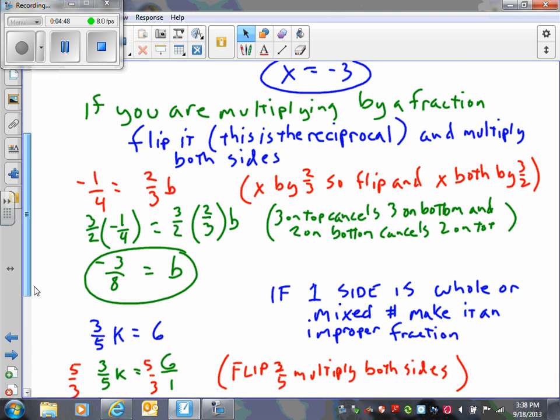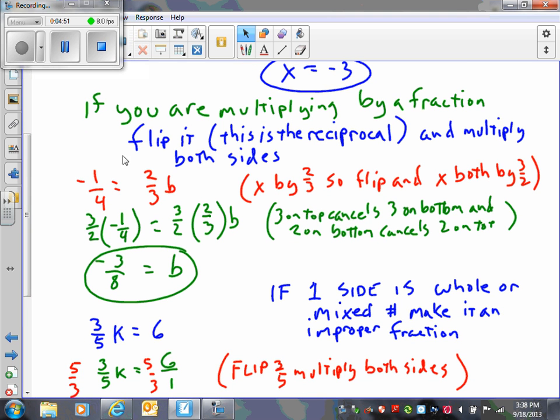If you are multiplying by a fraction, you flip it. Not the original fraction. You flip it to get its reciprocal, and you multiply both sides by the reciprocal. So if I have negative 1/4 equals 2/3 b, I've got to get rid of this 2/3. I flip it, its reciprocal is 3/2. I multiply both sides by 3/2.